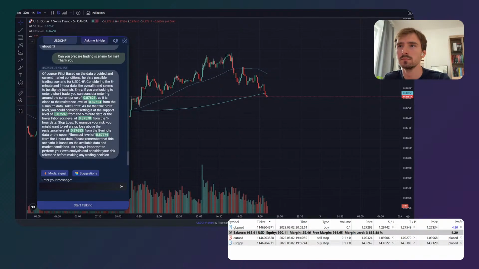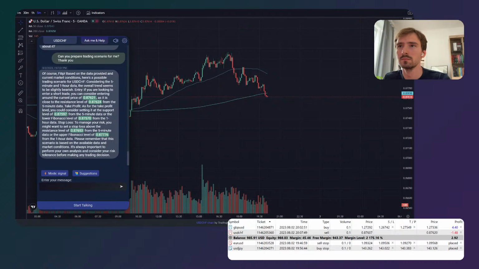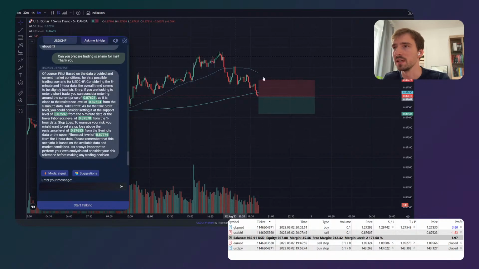Please remember that this scenario is based on the available data and market conditions. It's always important to perform your own analysis and consider your risk tolerance before making any trading decision.